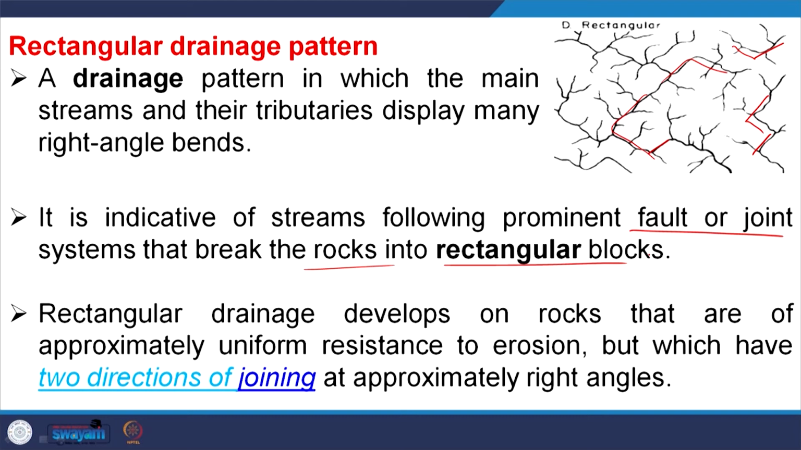Rectangular drainage develops on rocks that are of approximately uniform resistance to erosion, but which have two directions of jointing at approximately right angles. So, here the interpretation is that the rock is uniformly resistant to erosion. That is one characteristic. Another characteristic is structural control, that means two perpendicular joint sets or faults are controlling the whole drainage system. As a result, you will see the rectangular bends.